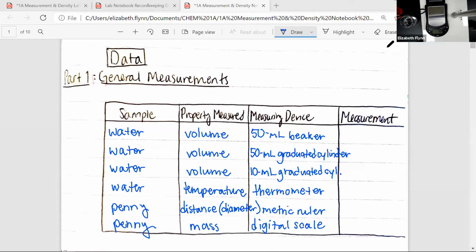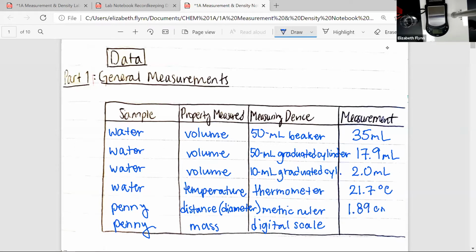All right, so let's make sure we write down all our measurements correctly. Our 50 ml beaker was 35 milliliters of water. Our 50 ml graduated cylinder was 17.9 milliliters of water. Our 10 ml graduated cylinder was 2.0 milliliters of water. Our temperature of the water was 21.7 degrees Celsius. The ruler measured a distance of 1.89 centimeters. And the digital scale read a mass of 2.51 grams for the penny.